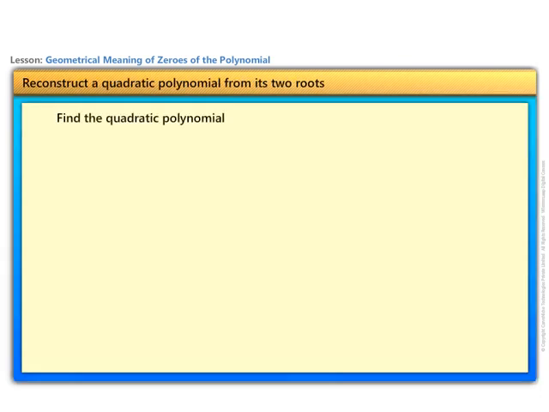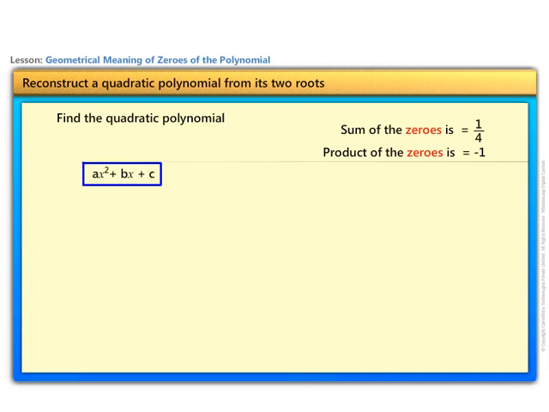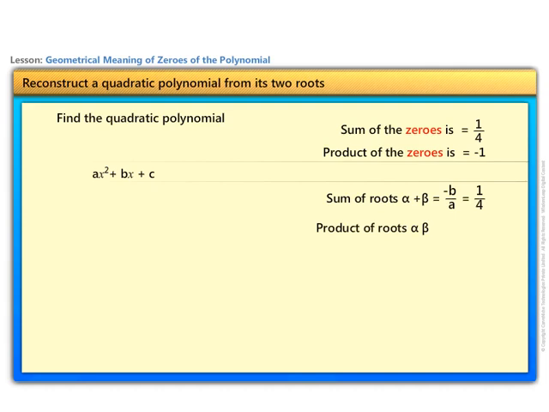Find the quadratic polynomial when the sum and product of the zeros is 1 by 4 and minus 1. Let the quadratic polynomial be in its standard form ax squared plus bx plus c and its zeros be alpha and beta. The sum of the roots, that is alpha plus beta, is equal to minus b by a, which is equal to 1 by 4.